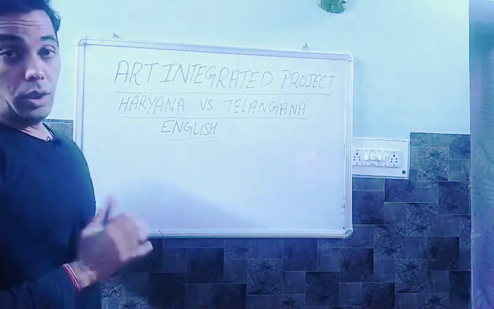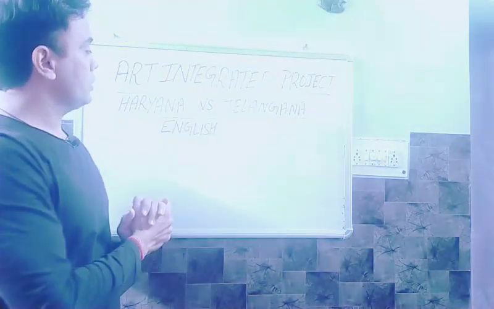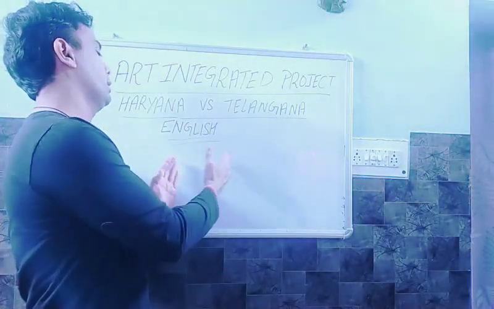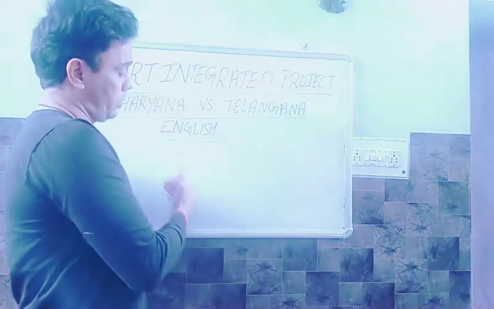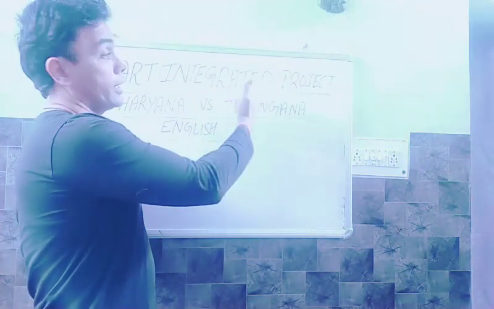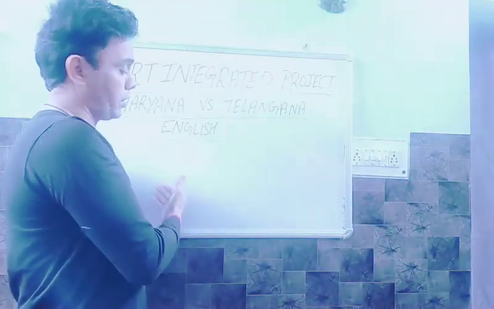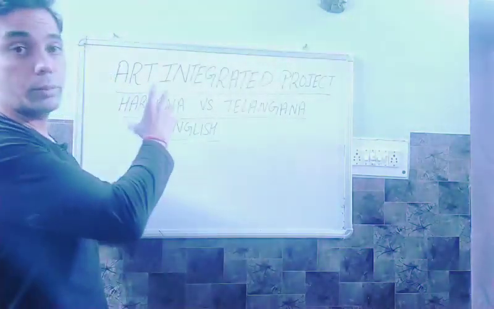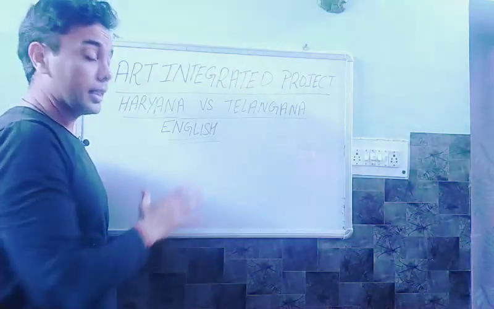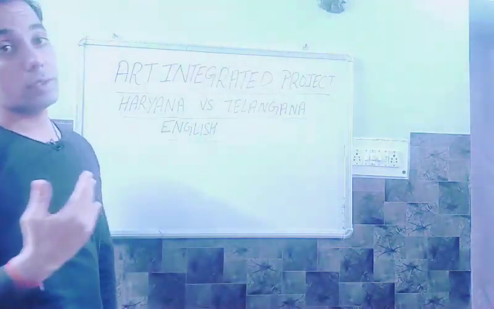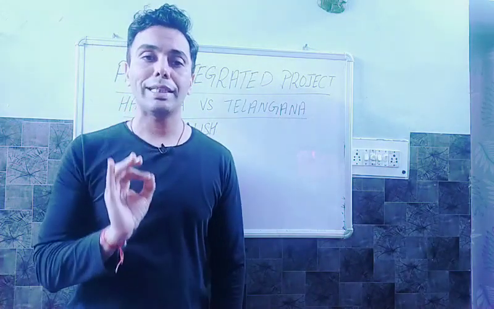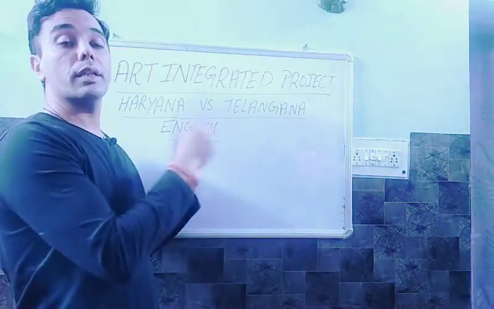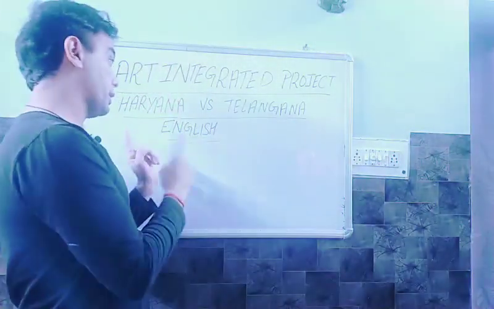So now how would you make it, my dear students? For English, you will make the first page, which you will decorate with name, father's name, class, section, and then English art integrated project of English, submitted to, submitted by, and all this. The next page will be the acknowledgement. You all know what we have to write in the acknowledgement. Then on the next page your topic will start. You will write one speech. Yes, you all have to write one speech where you will compare these two states.